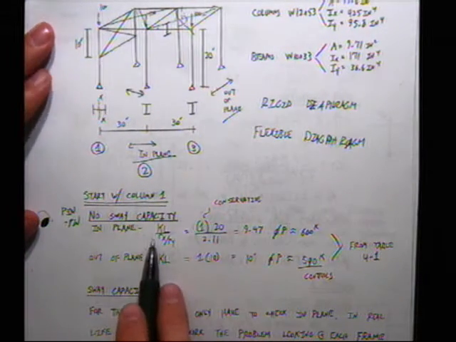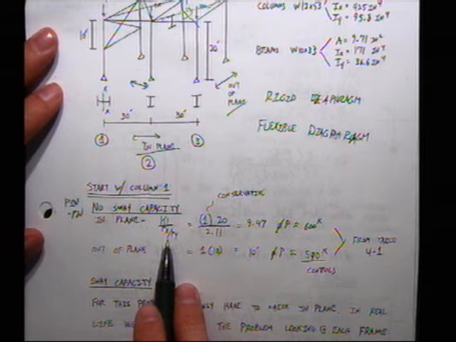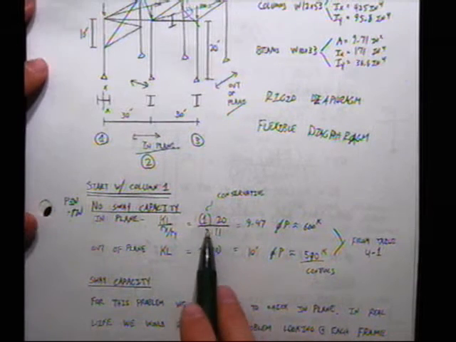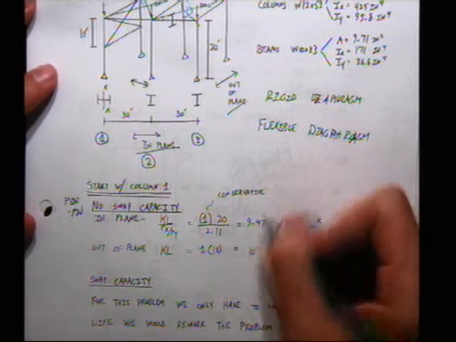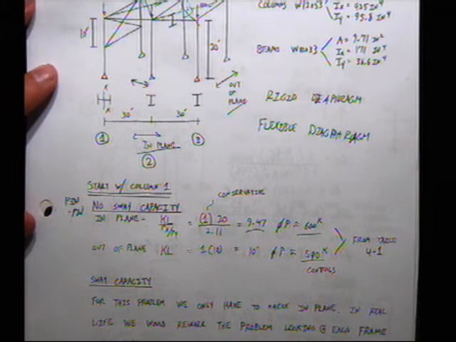Okay, so if I'm going to use Table 4.1, which I like to do, I'm going to need to divide by Rx over Ry. Why? Because Table 4.1 is derived with respect to failure of the weak axis, not the strong axis. So I use K equal to 1. Remember, that's the conservative number. L is 20. My Rx over Ry is 9.47. My phi Pn is 600 kips.